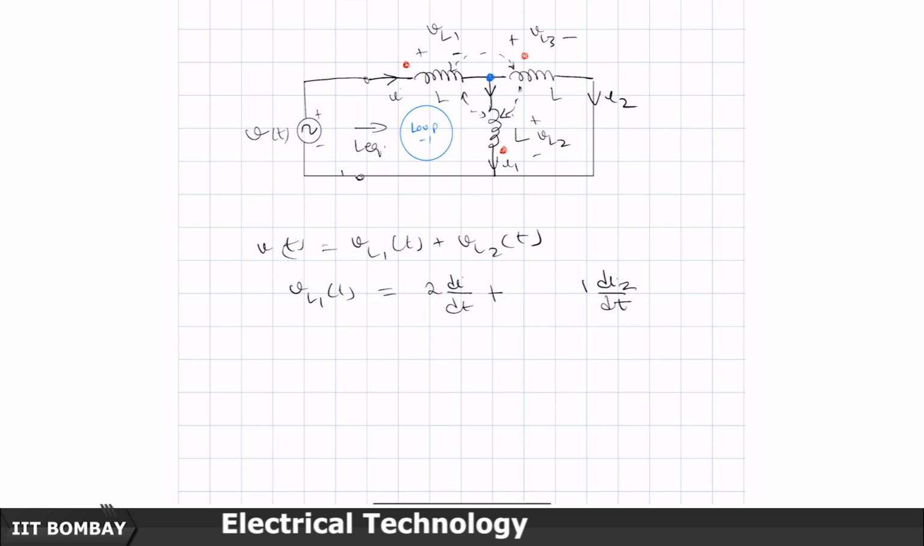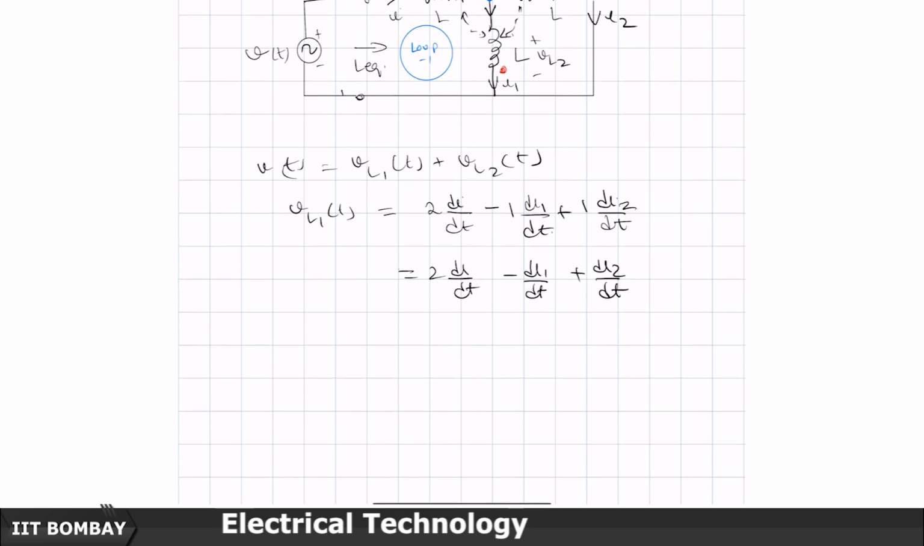Now, if you look at the inductor 2, the current I1 is flowing out of it. So, therefore, it can be treated as minus I1 entering the dotted terminal. So, therefore, it will create a mutual drop of minus 1 dI1 by dt. So, this can be written as 2 times di by dt minus di1 by dt plus di2 by dt. Let us mark this as equation number.